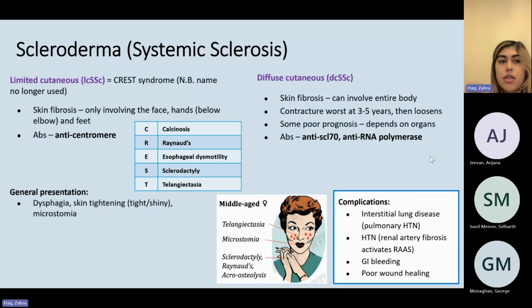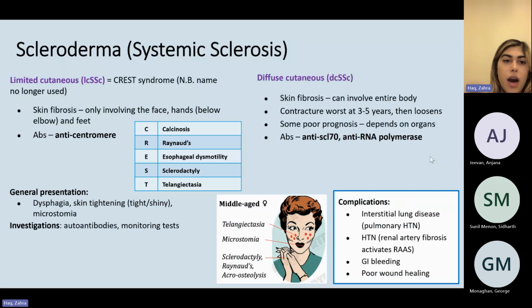Complications. So complications of scleroderma are quite severe. The most common cause of mortality is interstitial lung disease presenting with pulmonary hypertension. There is also renal artery fibrosis, GI bleeding, and poor wound healing.